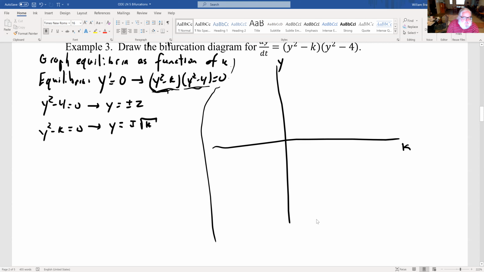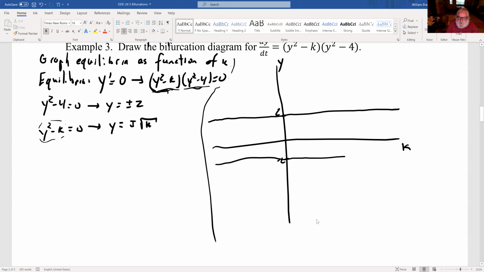Notice that if k is negative, you don't get any equilibria from this, right? So if k is -1, this equation becomes y squared plus 1. There's no equilibrium. So what are our equilibria? Well, at 2 and at -2, so y equals 2, y equals -2, we have equilibria. So there's an equilibrium through here, and there's an equilibrium through here. And then y equals plus or minus square root of k, we can graph that.